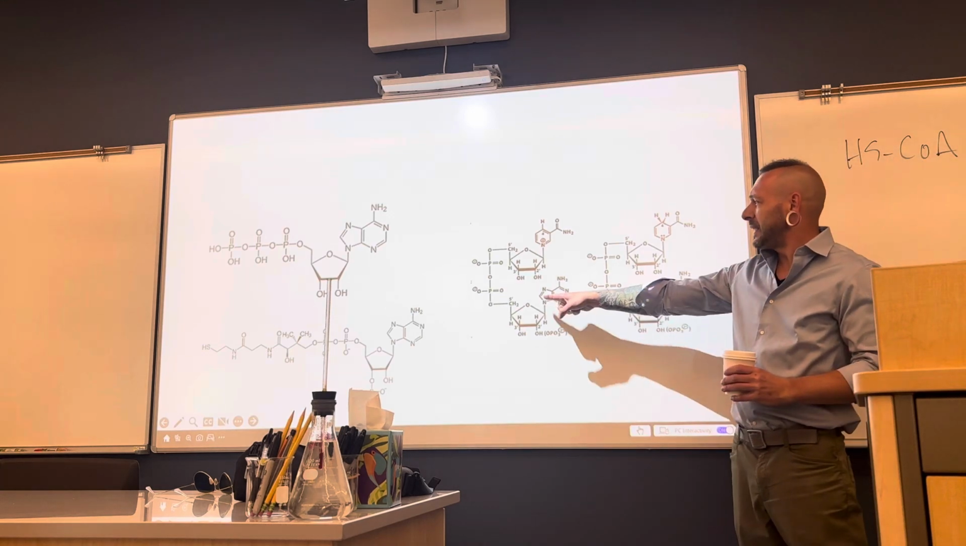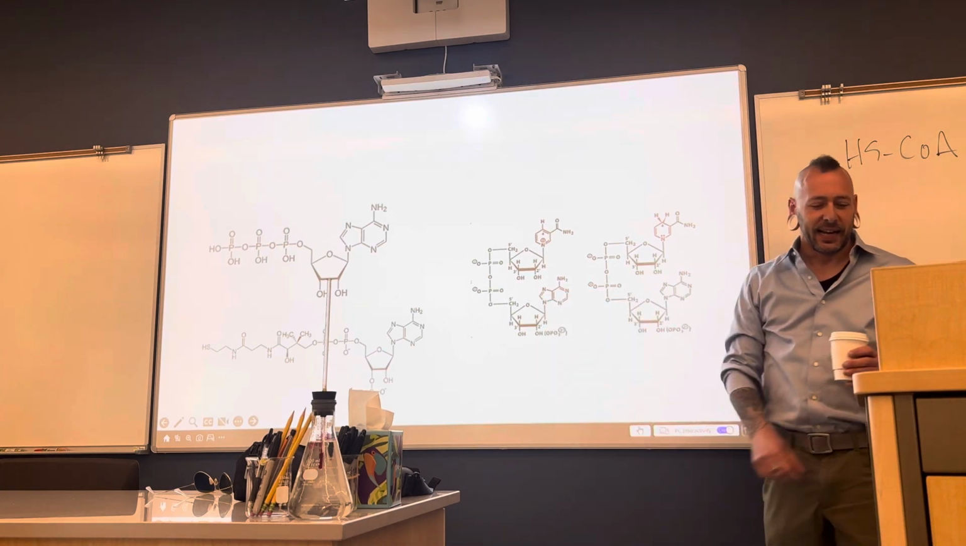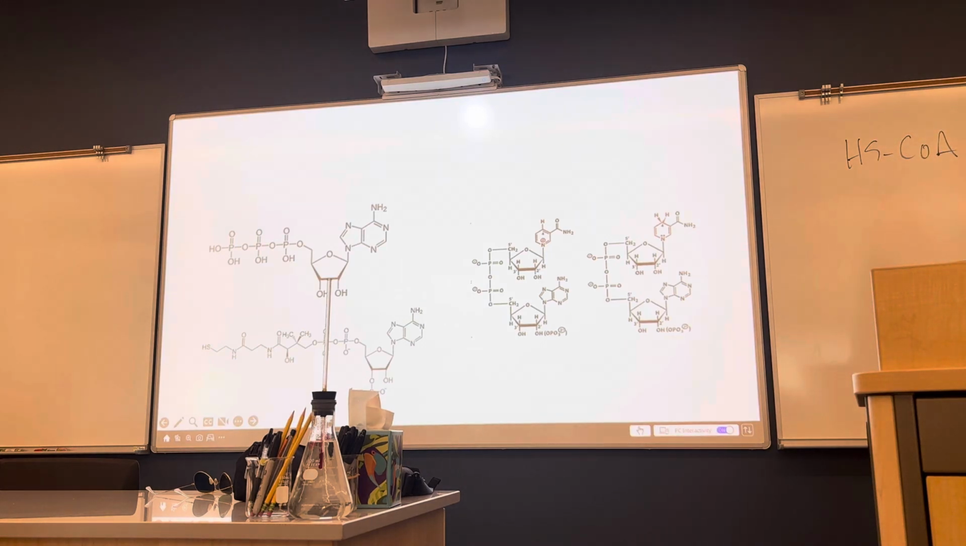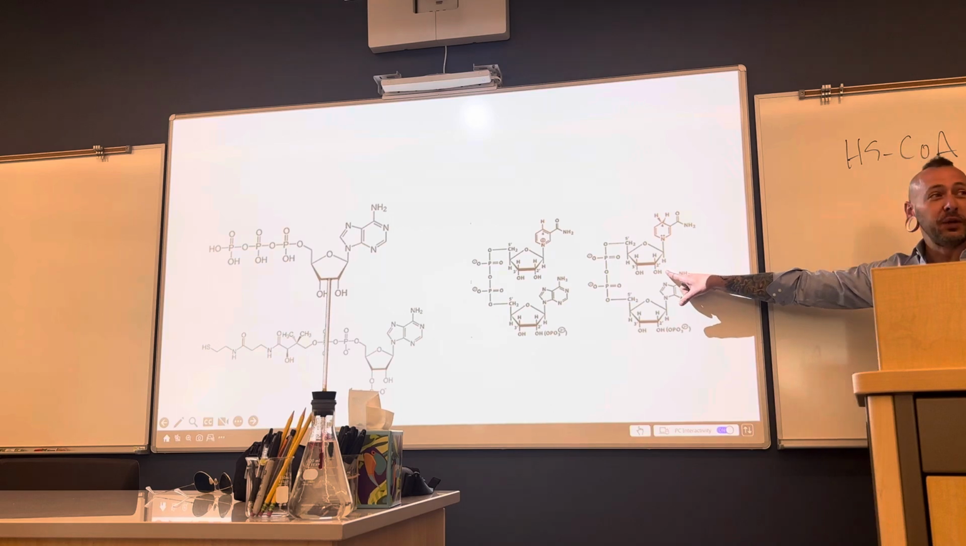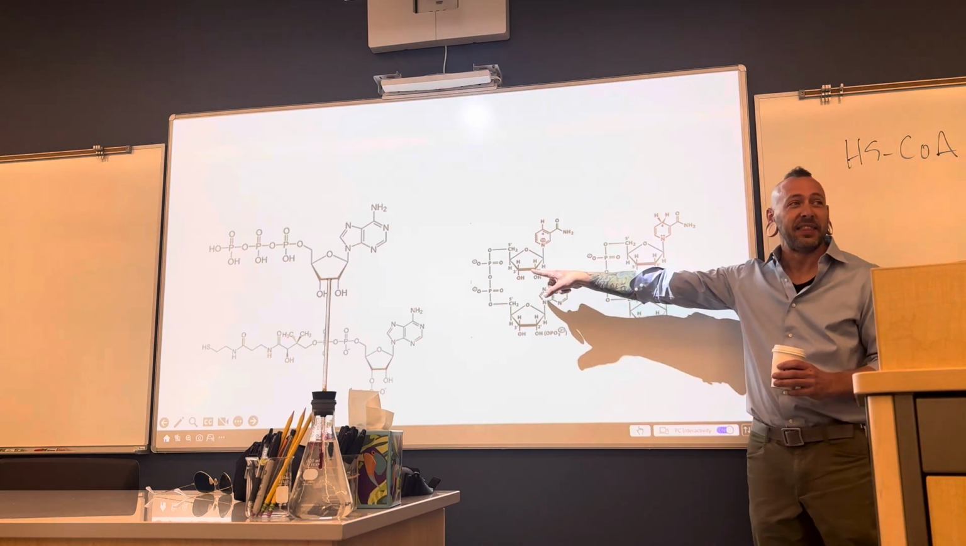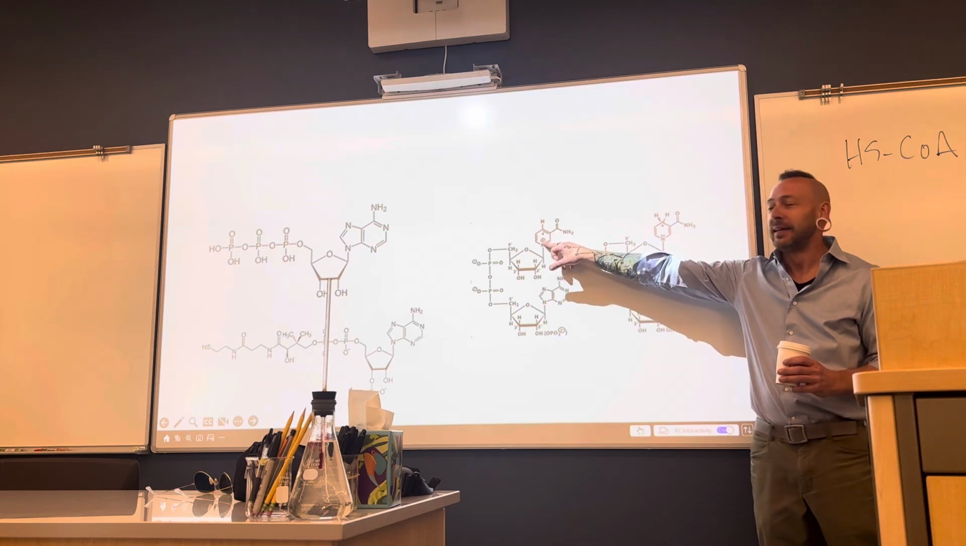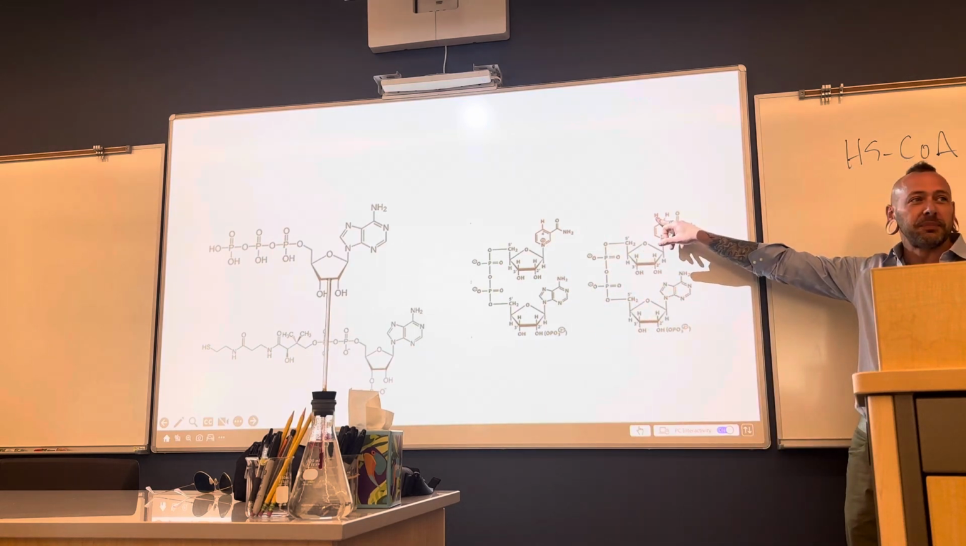All right, what is this molecule that you should instantly recognize? NADH. That is almost right. NAD+. If I'd been pointing to this one, you'd be correct. But I was pointing to this one. This one is NAD+. This one is NADH. It's got the extra hydrogen.